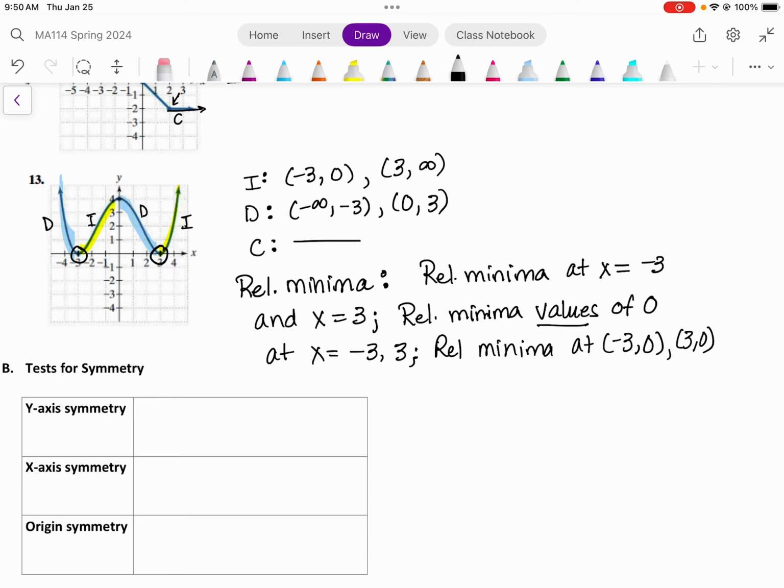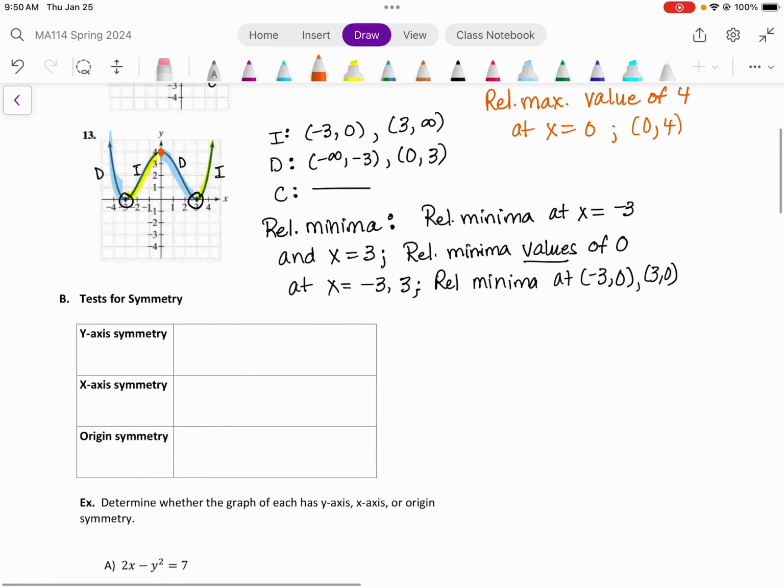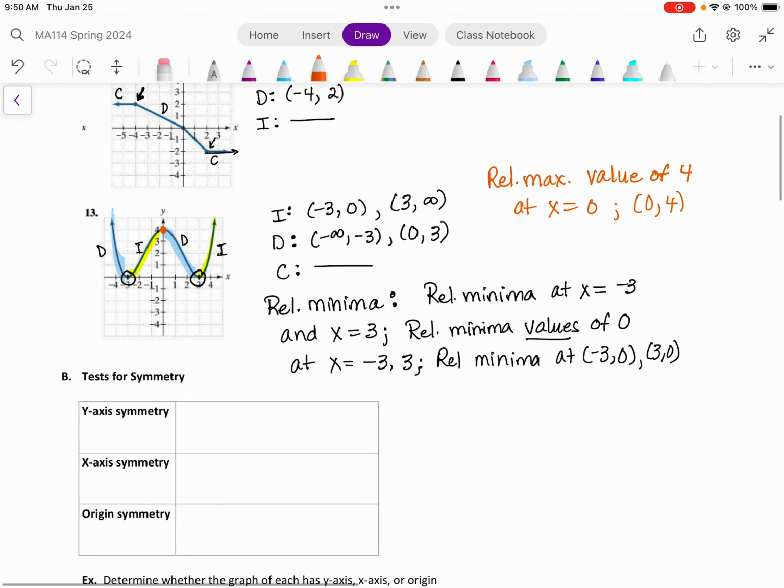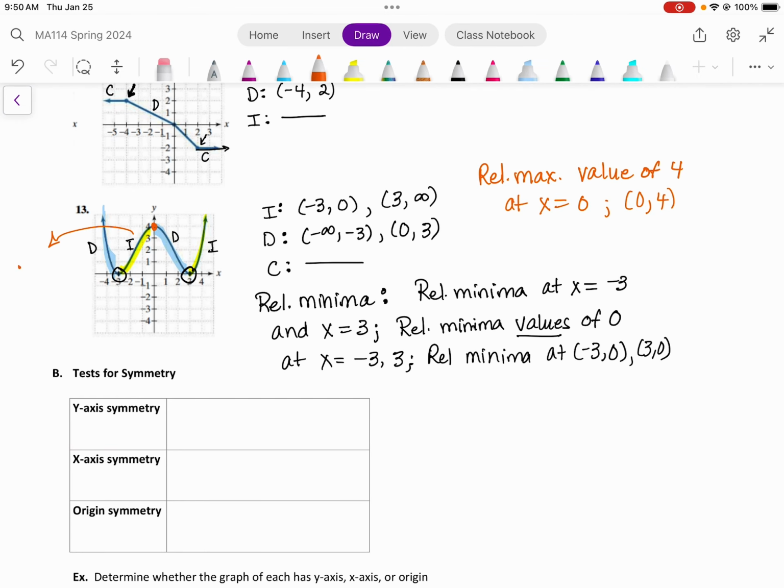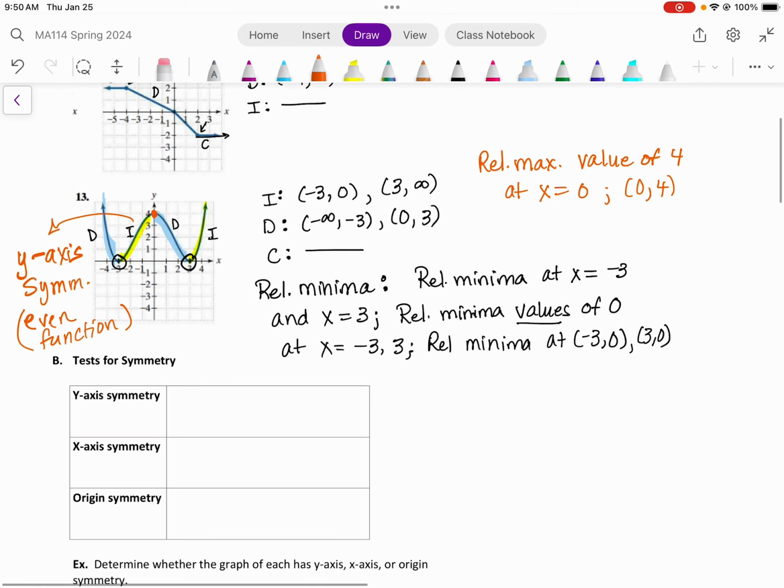For our maximum, that's going to be the point up here at the top. We'll have a relative maximum value of 4 at x equals 0, or I can name it as the ordered pair 0, 4. All right. We're going to test for symmetry. This graph up here has what we call y-axis symmetry. So we would call that an even function. We're going to be talking about things like that here coming up, but in terms of equations rather than graphs.